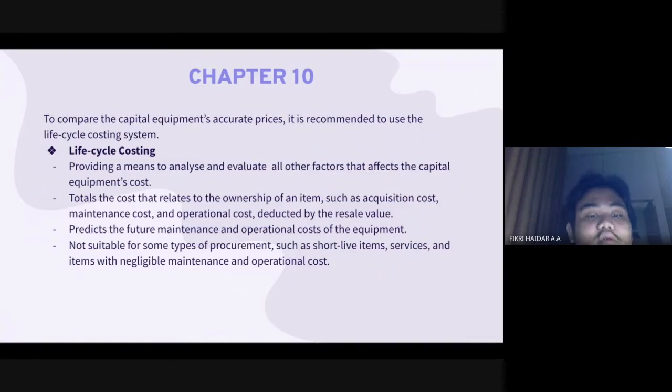It is not suitable for some types of procurements, such as short-living items, services, and items with negligible maintenance and operational costs.